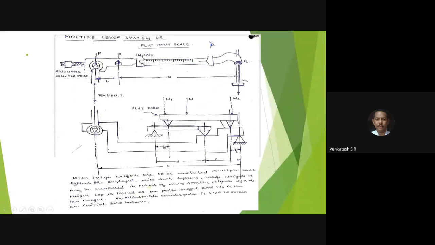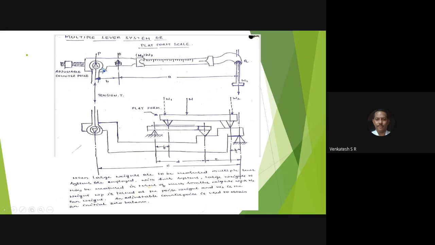You know that you have to bring the instrument to null balance, that is 0, by adjusting the adjustable counterpoise. That is nothing but a threaded rod with a nut on it. You can turn the nut clockwise or anti-clockwise to bring the beam to symmetric condition. The beam oscillates up and down, and when it comes to the standstill condition, that is the measurement.